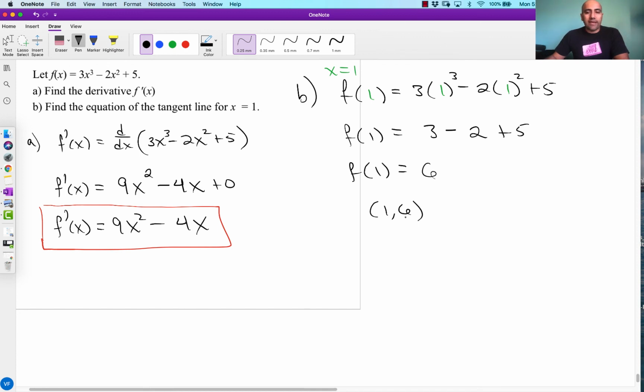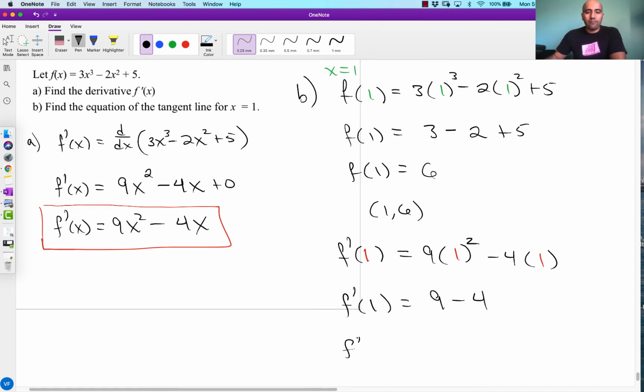Okay, so we have a point. Now we need the slope of the line tangent at this point. To find the slope of the line tangent at this point, we're going to use this. So now if we do f prime of 1, 9 blank squared minus 4 blank, we'll get our answer if we put a 1 there and a 1 there and a 1 there. So f prime of 1 is going to be equal to 9 minus 4. f prime of 1 is going to be equal to 5. So I know that the slope of the tangent line at that point is going to be 5. Okay, so now I can use the point and the slope to find the equation of the line that's tangent at that point.